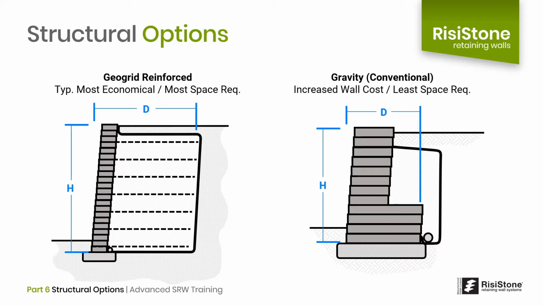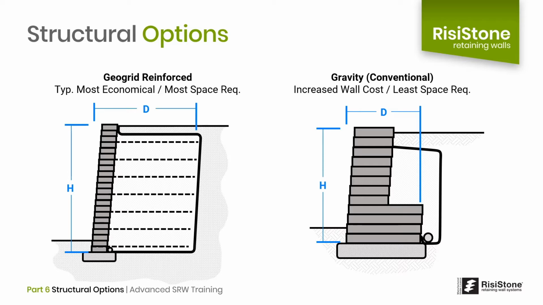In general, a geogrid reinforced wall is the most economical type of wall to construct, but also requires the most space, with a depth of reinforcement approximately 60 to 70% of the wall height or more. The gravity wall requires more concrete, whether in the form of large units or a crib, so it's typically more expensive, but may require less room to build it, usually around 30 to 50% of the wall height. Notice that I say may.